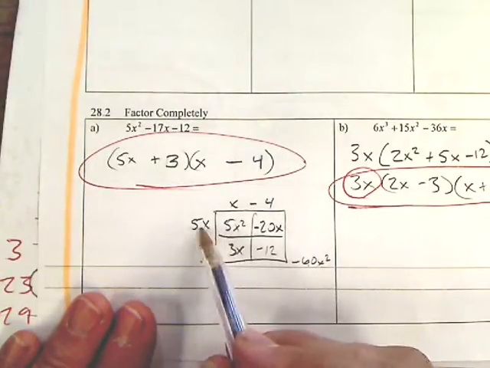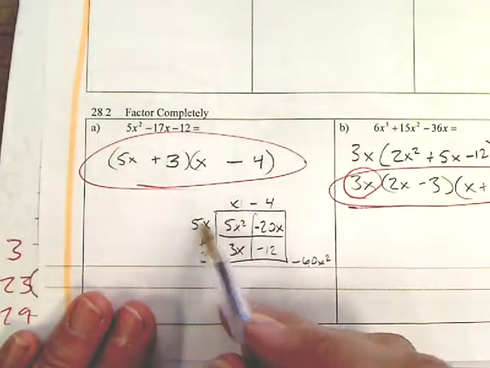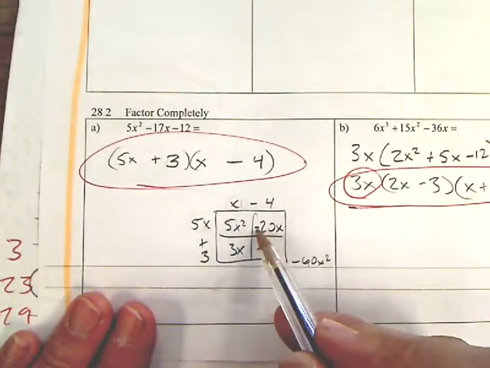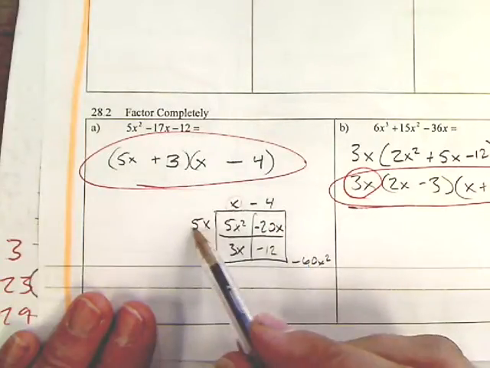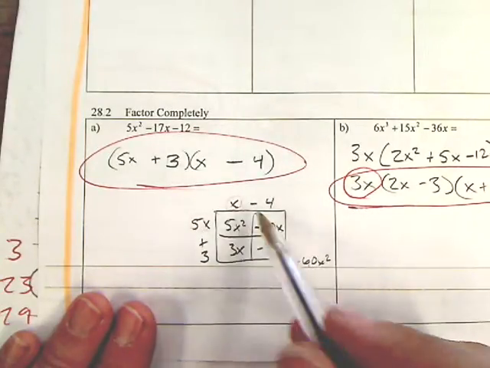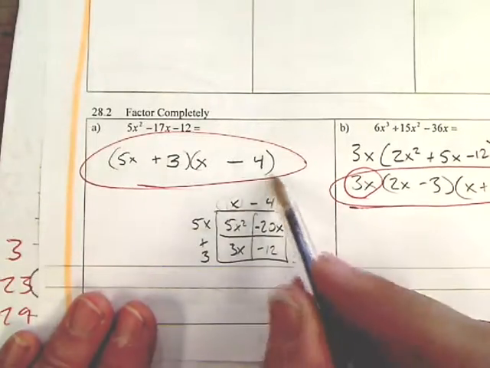Common factor here is 5x. That's how I got this 5x. Common factor here is x. 5x times something equals -20x. And that something is -4 because 5x times -4 is -20x. x times 3 is the 3x. So there are my two factors.